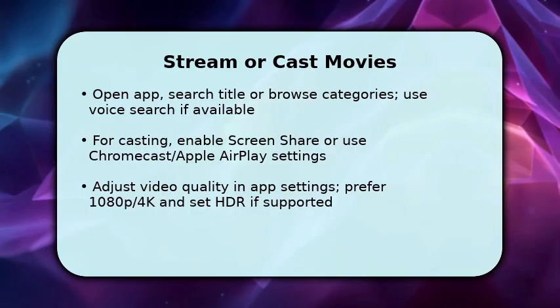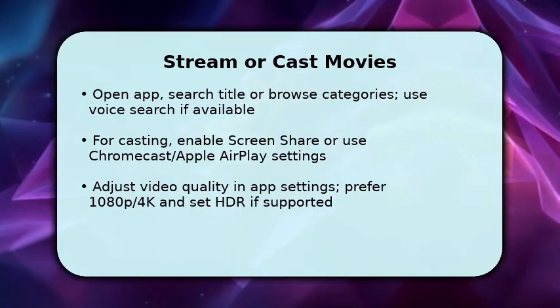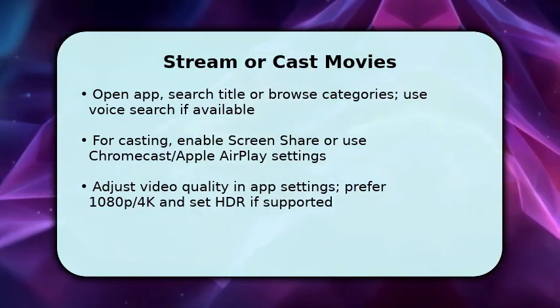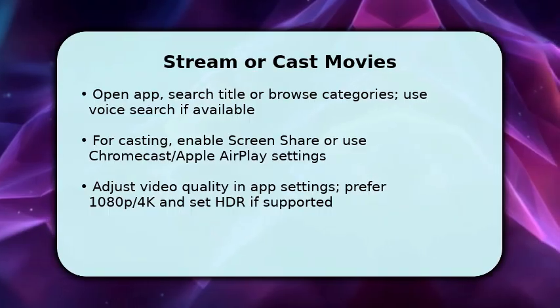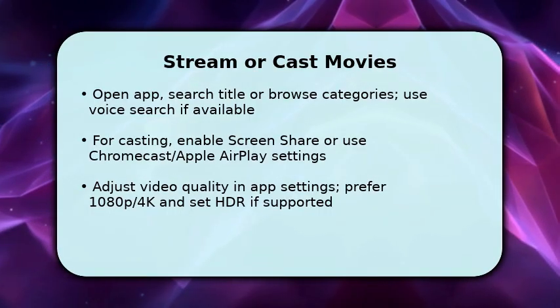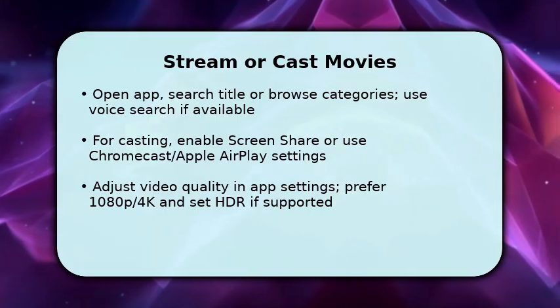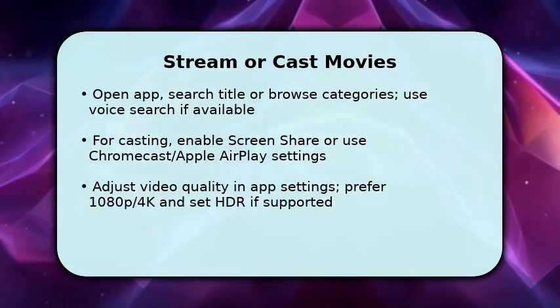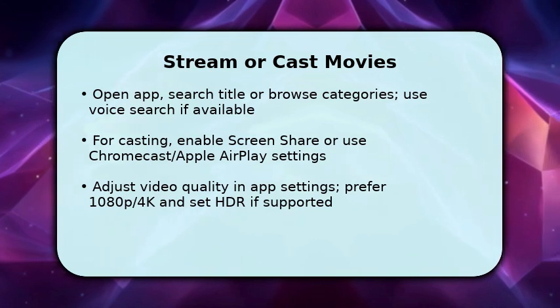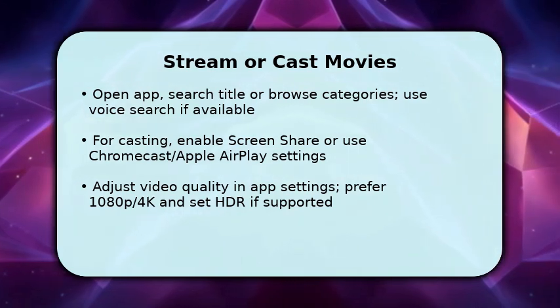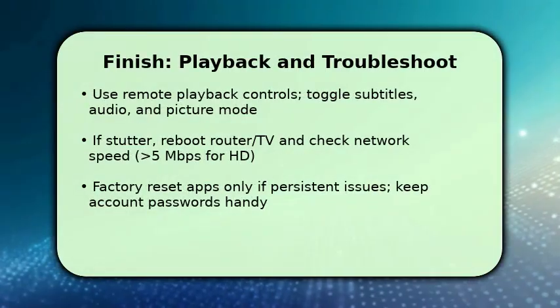Make sure app playback quality is set to your desired resolution. Higher quality uses more bandwidth. Also, once playback starts, use the remote to control subtitles, audio track, and picture mode for best results. To finish, use the remote for pause, seek, and subtitle controls so you get the exact viewing experience you want.